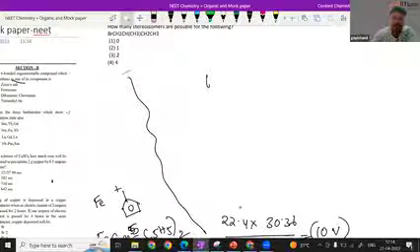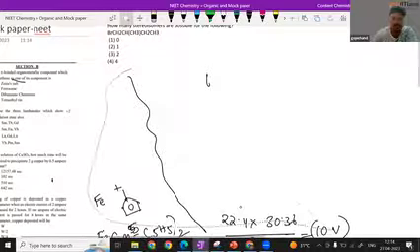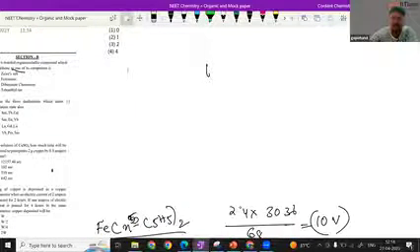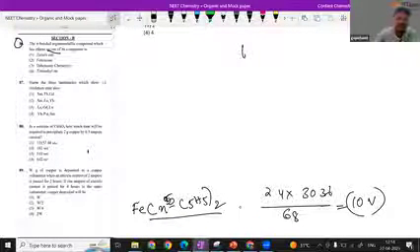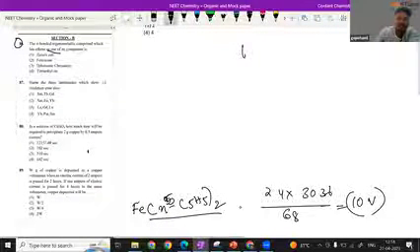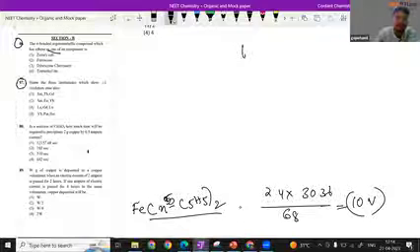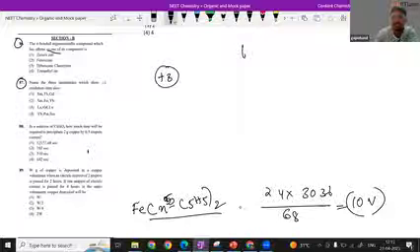Let me erase everything. So you can see question 85, 87. Name 3 lanthanides which show +2 oxidation state. So generally these lanthanides will show +3 oxidation state. The common oxidation state of lanthanides is +3.